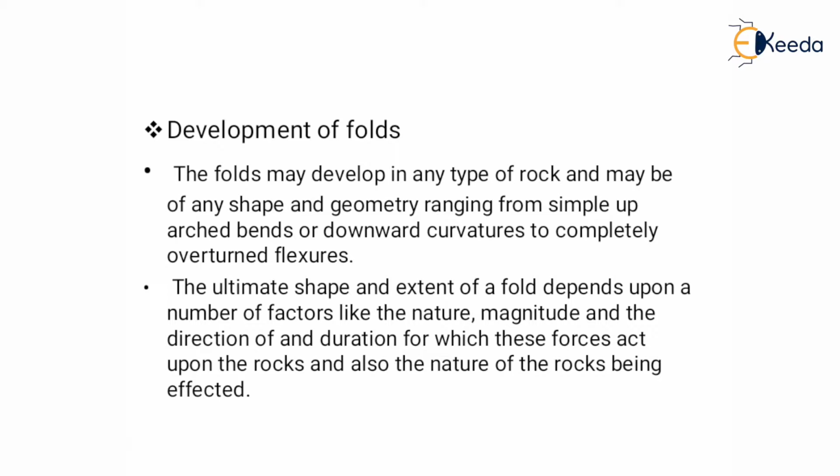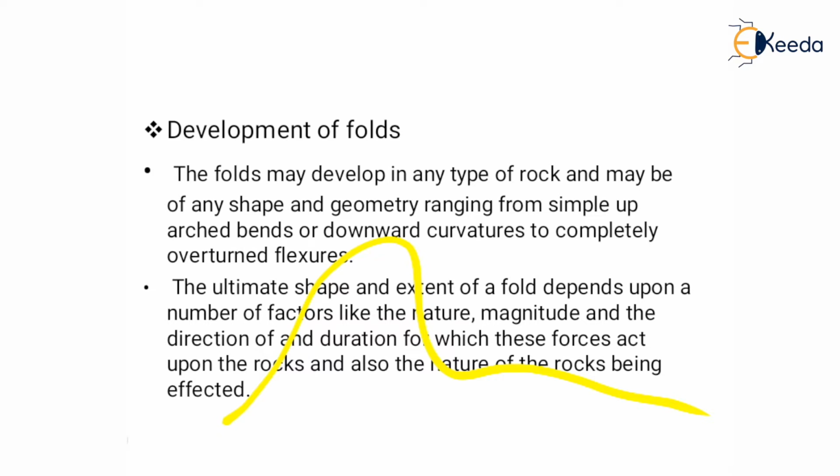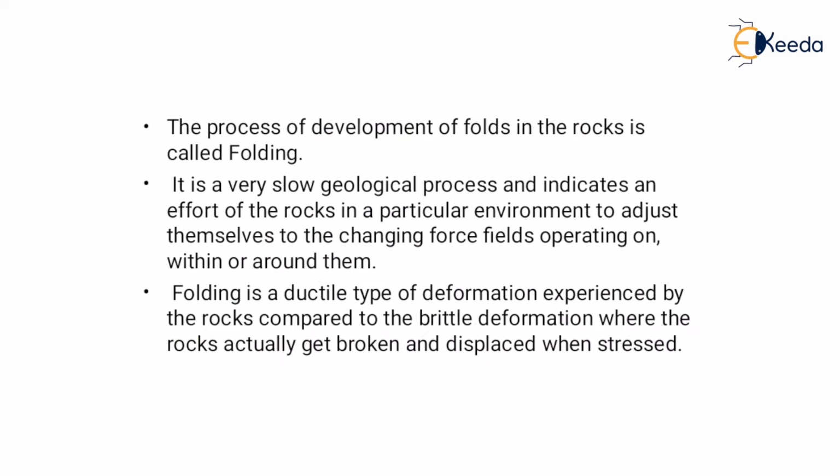The ultimate shape and extent of the fold depend upon a number of factors like the nature, magnitude, and direction of the force and the duration for which it acts upon the rock, and also the nature of the rock being affected. See, the ultimate shape and extent of the fold totally depend upon the nature, magnitude, direction and duration of the force acting upon the rock. Means duration of the force, nature of the rock, and direction of the force, everything impacts the formation of the fold.